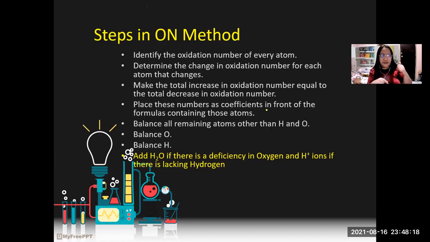And then after equalizing it, you have to get that factor, and you will use this as coefficients in front of the formulas containing those atoms that change. So you're identifying a certain number, a coefficient, which you will be placing in front of the elements which need to be adjusted. And then, of course, we push through with balancing.